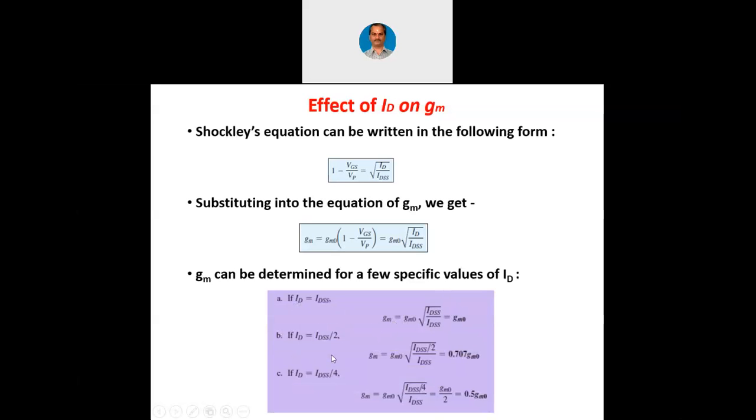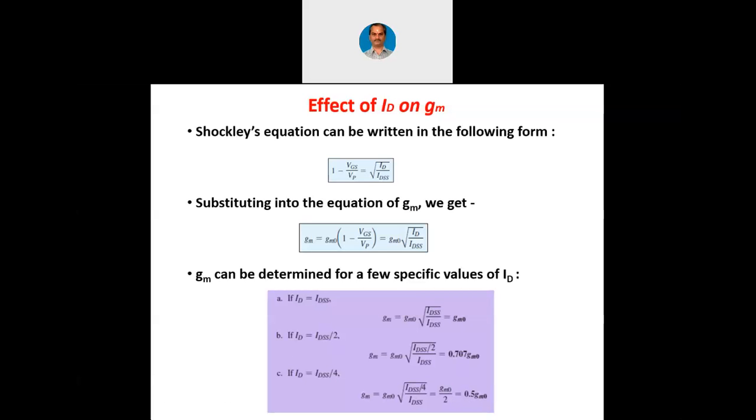If ID equals IDSS by 2, then GM equals GM0 into square root of 1 over 2. So it is 0.707 into GM0. If ID equals IDSS by 4, GM equals GM0 into square root of 1 over 4, that is GM0 by 2, that is 0.5 GM0. So we can see that when ID equals IDSS, GM is maximum. And when ID is IDSS by 4, GM is 0.5 GM0.